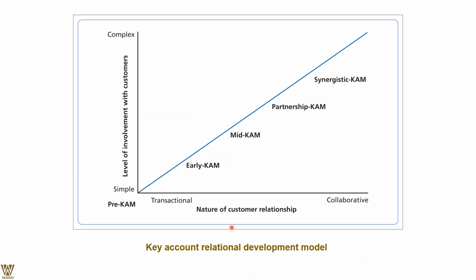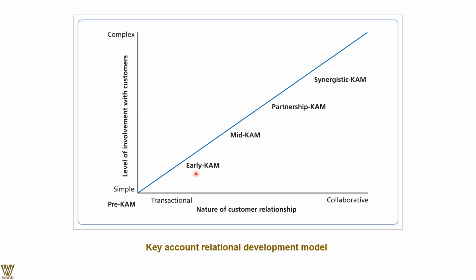Now let us look at the key account management development models to be presented here. Right at point zero, it was as simple as possible. It was a transactional mode. You give money and you take the product. You give money and the service is rendered. But with the passage of time, the nature of customer relation, if plotted on an x-axis, moves from transactional to collaborative. Similarly, the level of involvement goes from simple to complex altogether.